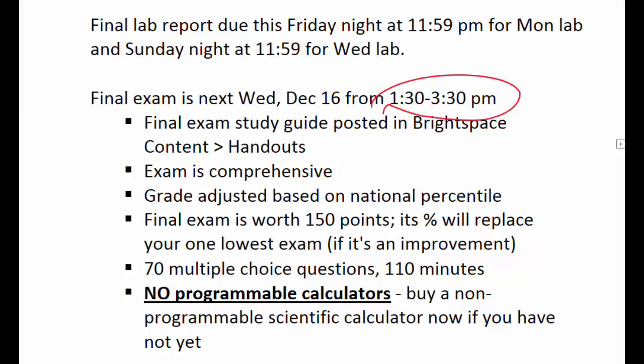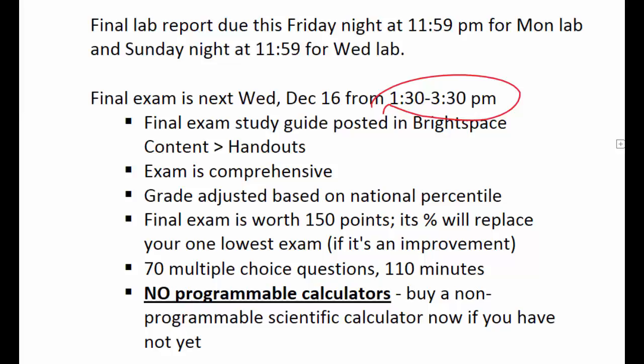It is worth 150 points, so it's worth more than the other exams. Those were 100 points. And then additionally, whatever percent you get on this final exam will replace your one lowest midterm exam. Okay? So if you had a really bad day on exam 2, whatever percent you got for the final exam will replace that one, as long as it's an improvement. And for most students in this class, you will have a better percent in your final than at least one of your previous exams. Okay? In case you do worse on your final than all the others, it's still worth its own 150 points, but then nothing gets substituted. Okay? So 70 questions, 110 minutes, no programmable calculators.